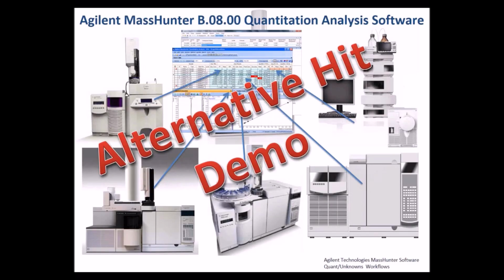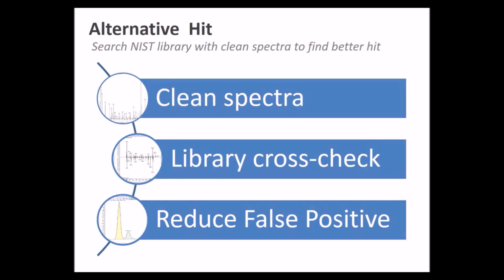Welcome to the alternative hit demo. The purpose of the alternative hit is to take that clean spectra that we talked about and to go to a library like NIST and to cross-check that library to find out whether there actually is a better spectral match than the target that we've assigned it to. And the idea here is that we want to reduce false positives.